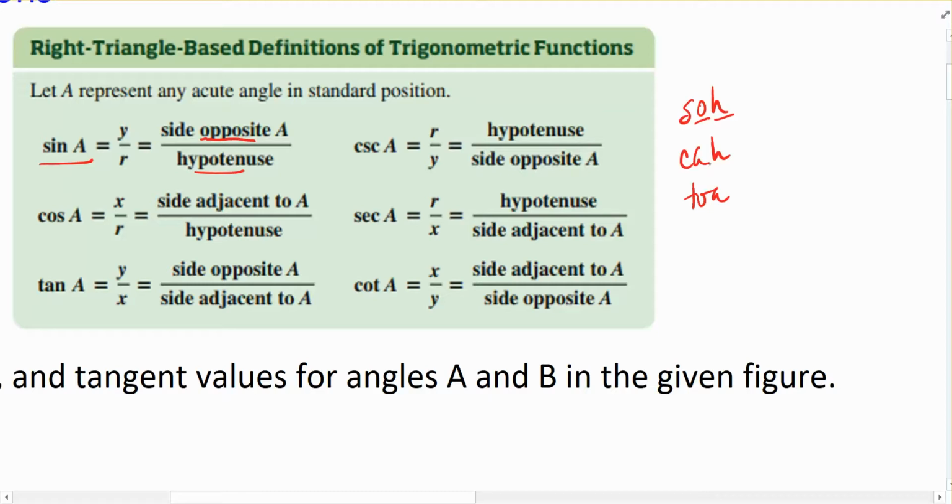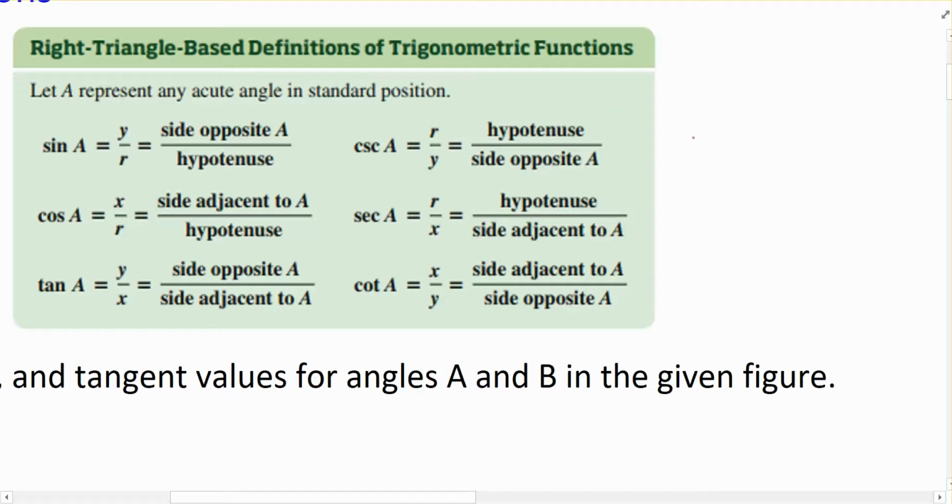Now let's think about CA. CA has to do, of course, with cosine. With cosine, if we're talking about the cosine of angle A, the ratio of that function value would be the side adjacent to angle A divided by its hypotenuse. And then last but not least, we have tangent. Tangent of angle A has to do with the side opposite angle A divided by the side adjacent to angle A.